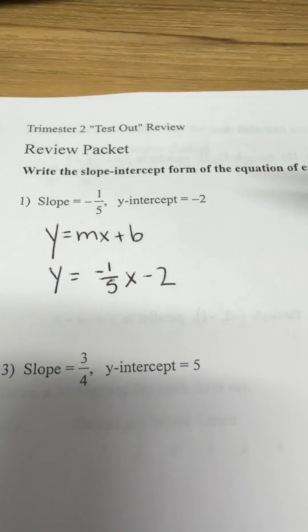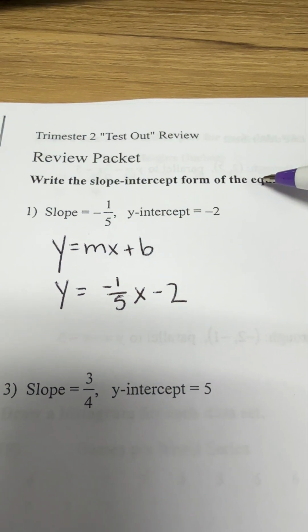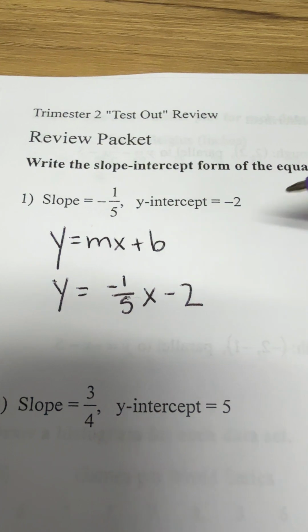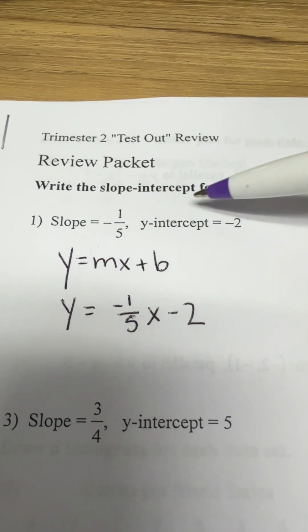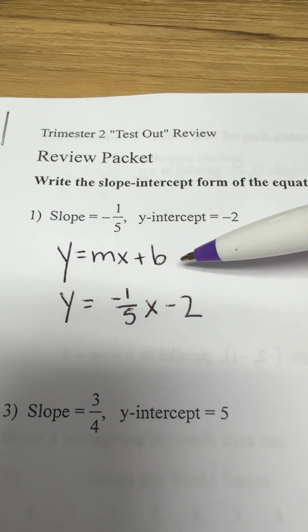Okay, y'all, so we are trying to write the slope-intercept form of an equation of a line that has the following properties. It's saying that this line has a slope of minus 1/5 and a y-intercept of minus 2. Well, as a reminder, slope-intercept is the equation mx plus b. So all you have to do on these problems is pretty simple.